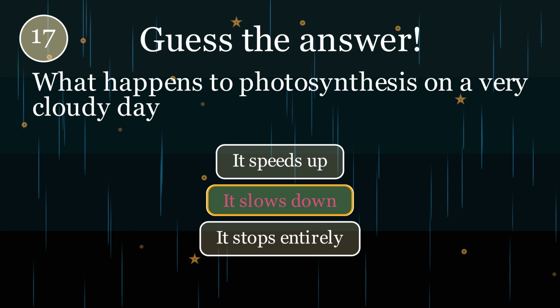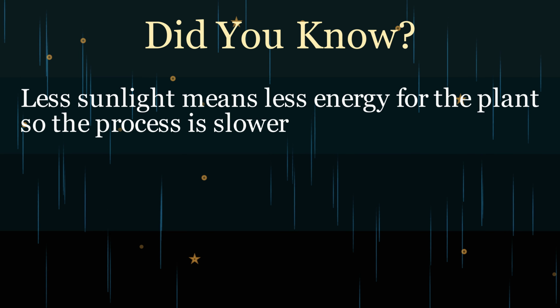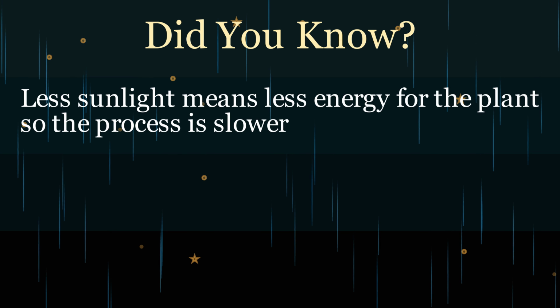The correct answer is, it slows down. Here's something cool. Less sunlight means less energy for the plant, so the process is slower.